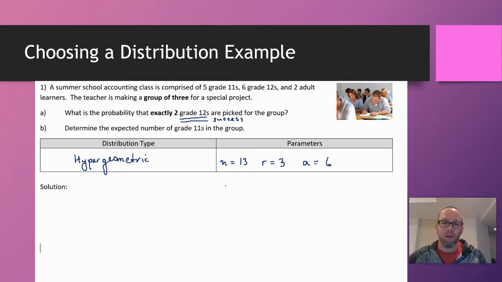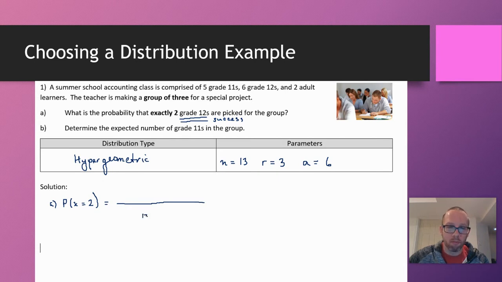And now we can solve part A. So we're looking for the probability that our random variable, the number of successes, is equal to 2. So again, if you want to pause the video, maybe check out our hypergeometric formula. Maybe try setting this up on your own first. You can do that, or you can follow along with me here. So on the bottom, number of possible groups of 3, 13 people, choosing 3 of them, N choose R.